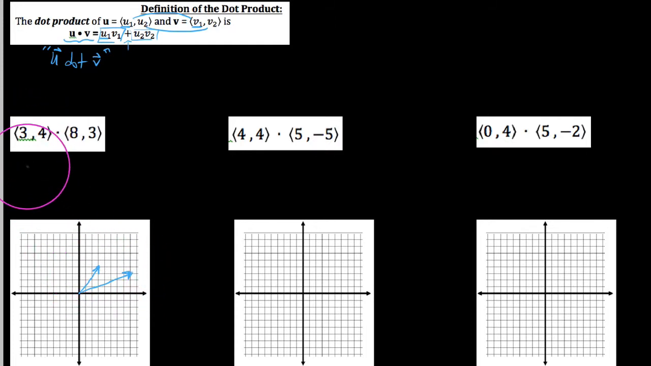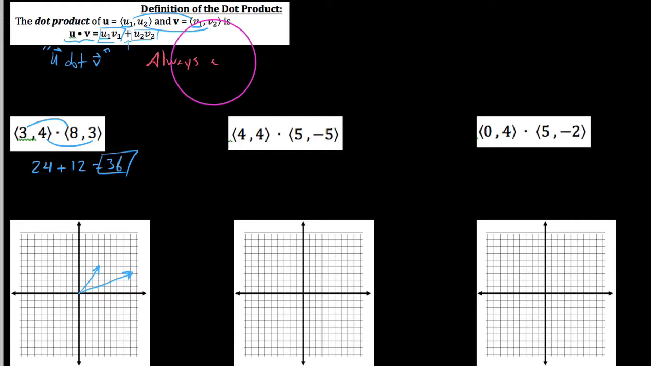All we'd have to do is say u dot v is 3 times 8 here, 24, and then we add on the product of the y components, which is 12. So in this instance, we get 36. We just write that the dot product of these two vectors is 36. Now an important thing to point out is that a dot product is always a scalar. What do we mean by a scalar when we talk about vectors? We mean a number that is not a vector. It's just a real number. So a scalar is a real number, and that's what you get when you take the dot product of two vectors.